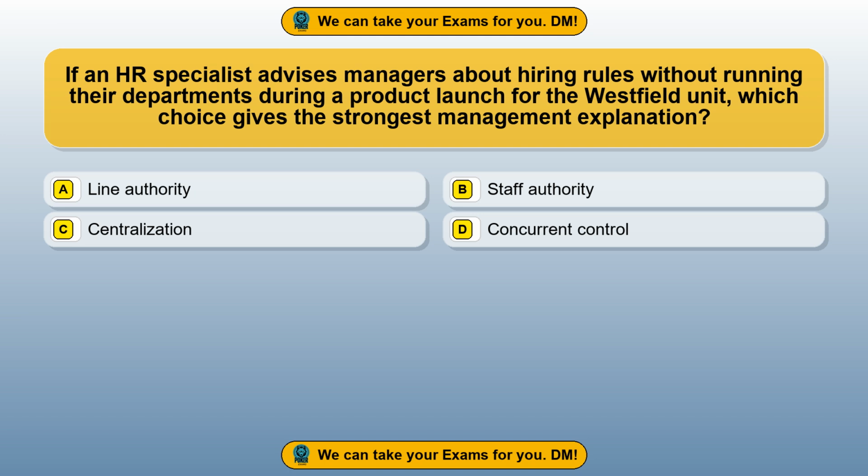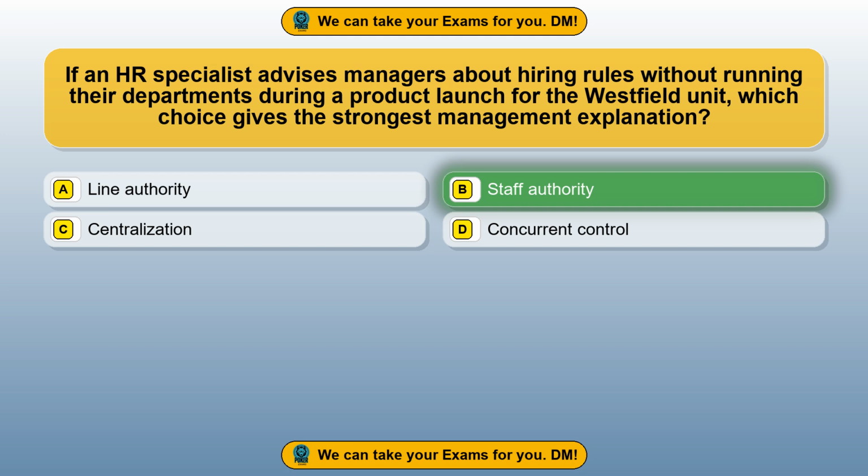Question 58. If an HR specialist advises managers about hiring rules without running their departments during a product launch for the Westfield unit, which choice gives the strongest management explanation? Option A, line authority. Option B, staff authority. Option C, centralization. Option D, concurrent control. The correct answer is option B, staff authority.